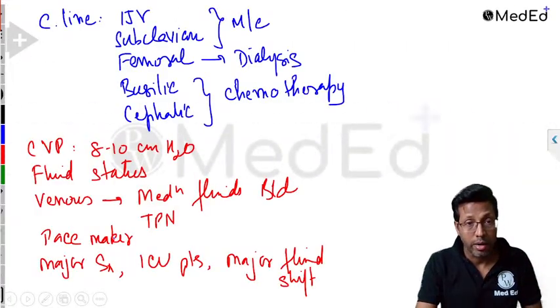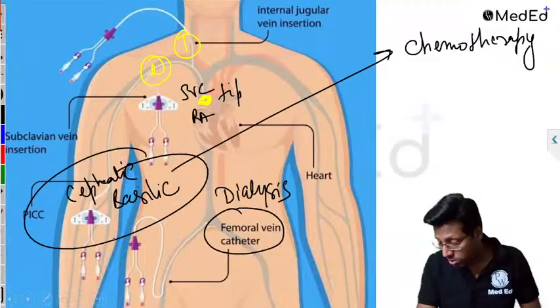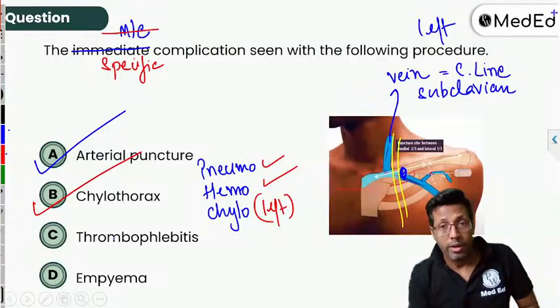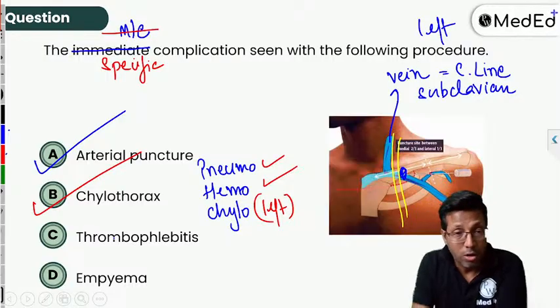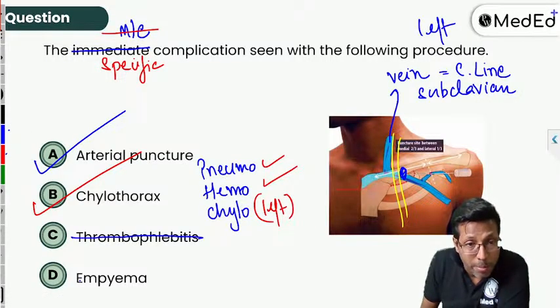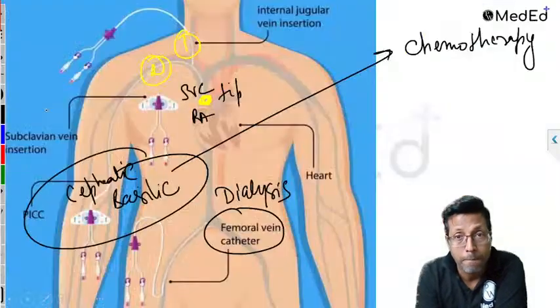So I discussed the central line, the uses and the complications also. Any other doubt? Okay, Dr. AP? Hopefully the central line is done. All fine. And thrombophlebitis and all these are not complications. Thrombophlebitis will not happen in this vein. Empyema will not happen over here. Okay. Clear? Next question.